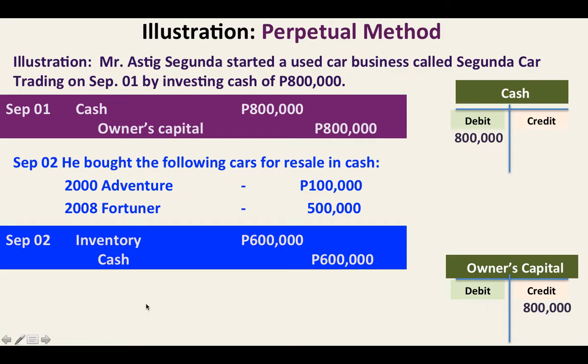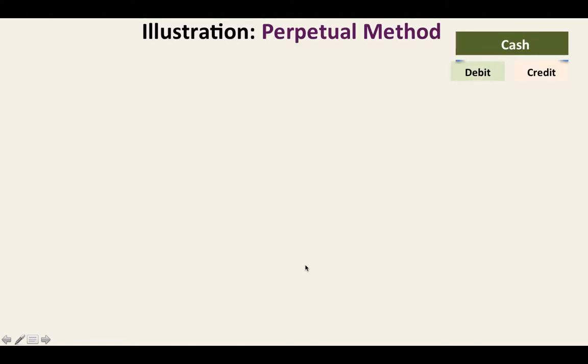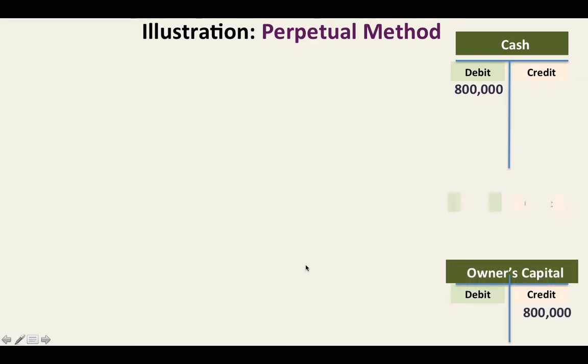And the second journal entry, debit inventory of 600,000 and credit cash of 600,000. So this is how it will look in our posting. Okay, class, let's move on. Let's carry forward our general ledger, our T account.